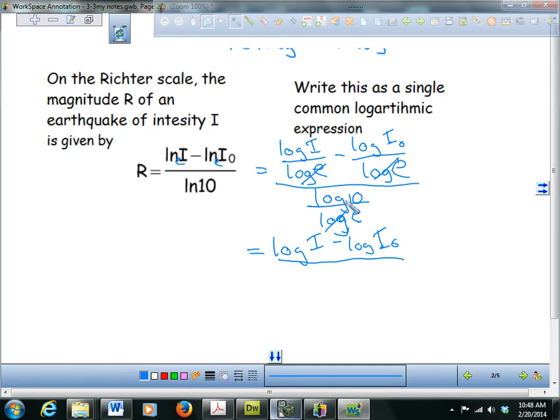What is the log of 10? Log base 10 of 10. 10 to what power gives you 10? 1. So there's just a 1 down here. And how could I rewrite this? Since it's subtraction, log of I over I sub 0, like that, right? So this is where they get the Richter scale from.